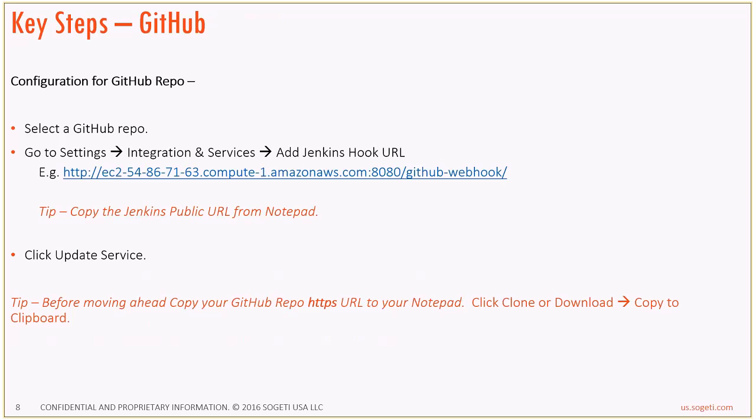Now before you move out of your GitHub repo, all you want to do is ensure that you copy the HTTPS URL to your GitHub repo on your notepad. So we will be looking at this in action as well, but typically on your GitHub repo you will see that there's a clone or a download button, and if you click on that, it will show you a text box which shows your HTTPS GitHub repo. You can just click on copy to clipboard, and that will copy the URL, and you can then in turn paste it in your notepad for future reference. So then let's go to the next set of steps.